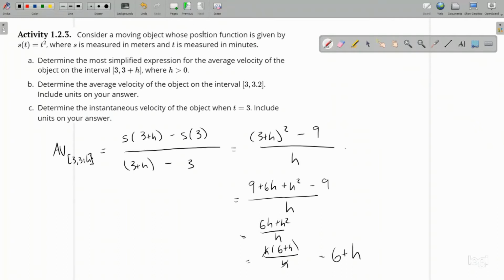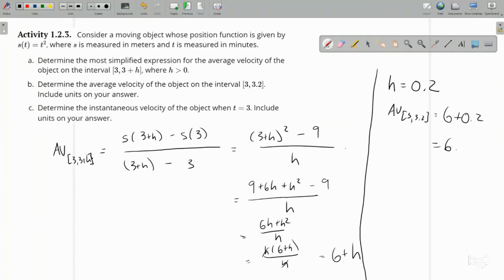Now, part B is asking us for a specific average velocity, from 3 to 3.2. So the question is, what value of h is needed to get the point 3.2 as our second position? And that says h is equal to 0.2, because 3 plus 0.2 is 3.2. So you can plug it in, and we get the average velocity from 3 to 3.2 is, well, 6 plus h, 6 plus 0.2, which is 6.2.